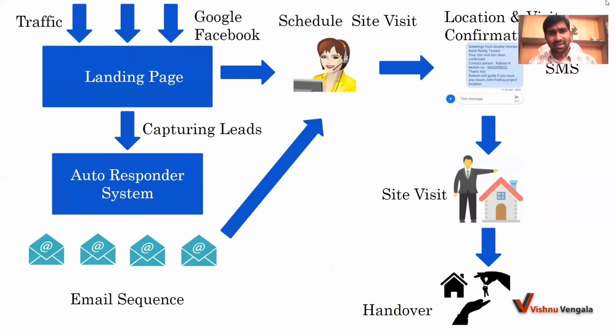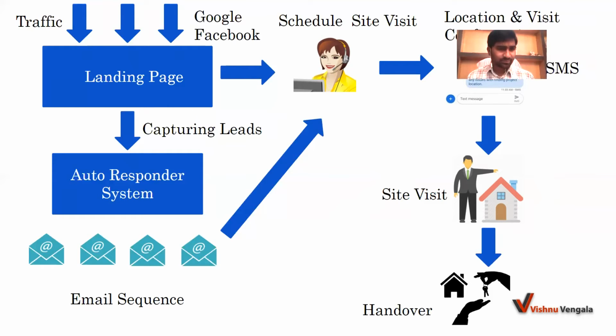So this is a detailed ultimate real estate funnel diagram. So you will have the traffic sources, and that traffic is sent to a landing page, and once the leads are captured, immediately your sales team can call them, and simultaneously you can send across the SMS, and also you can send emails to follow up.